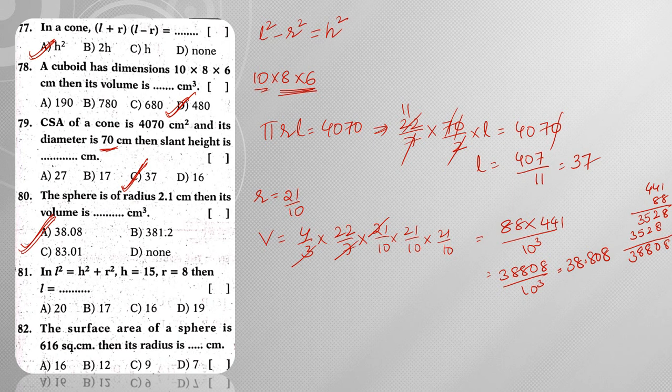So here L square is equal to H square plus R square. So H is 15, R is 8. So 8, 15, 17 is my Pythagorean triplet. So by using that we can say this.